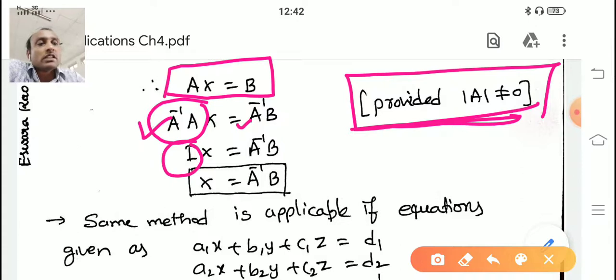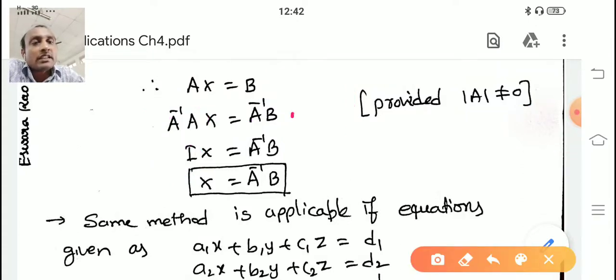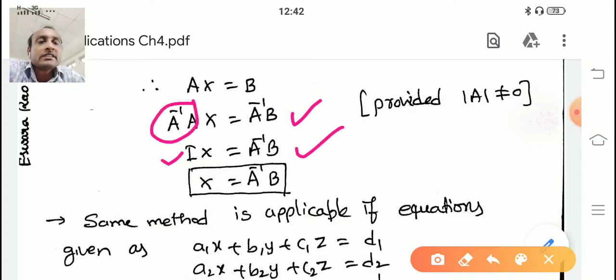Okay. Then after doing like this, A inverse AX = A inverse B. A inverse A is nothing but I, so IX = A inverse B. IX will be X, because an identity matrix multiplied by any matrix gives the same matrix.